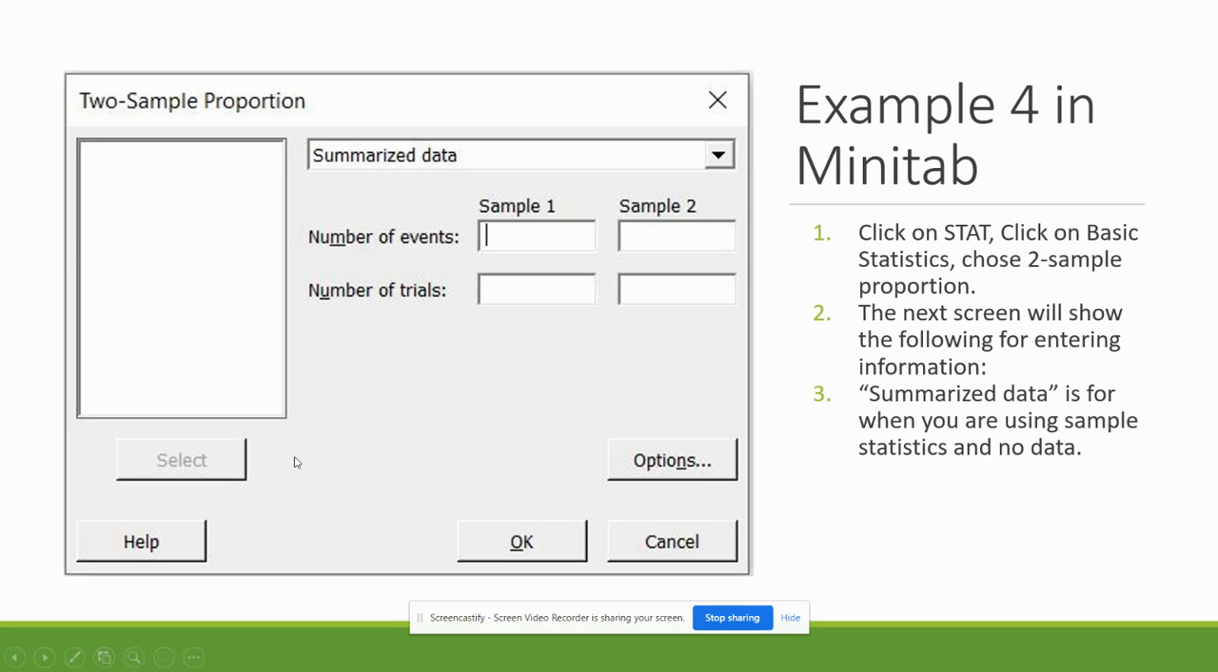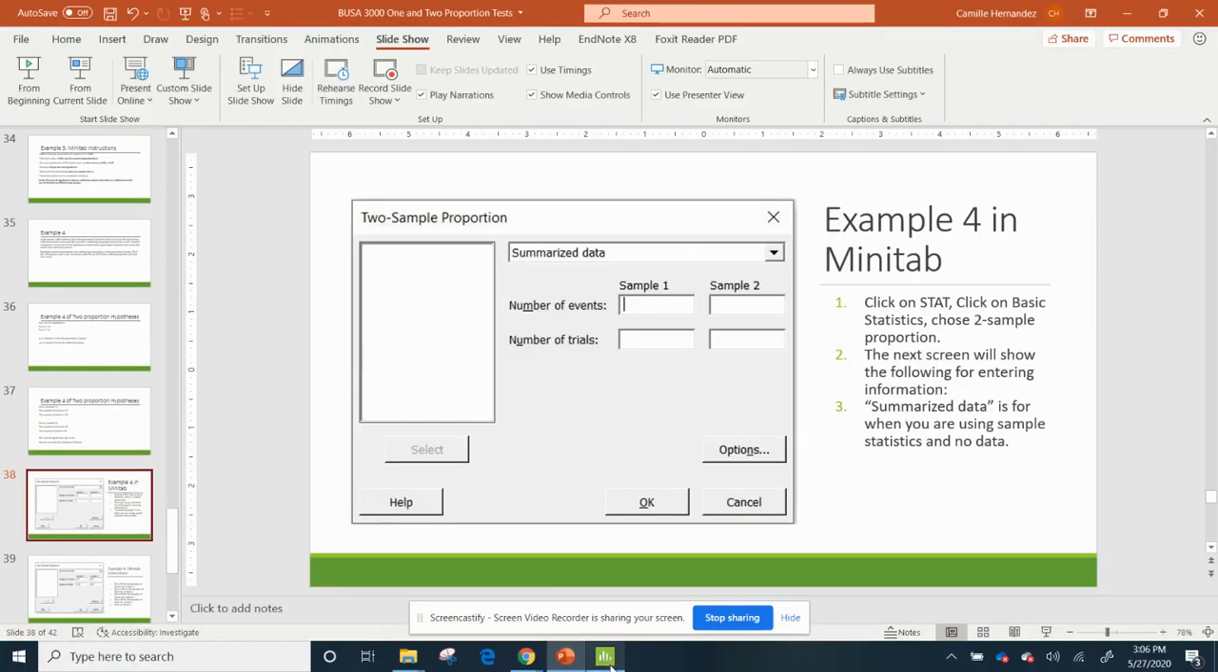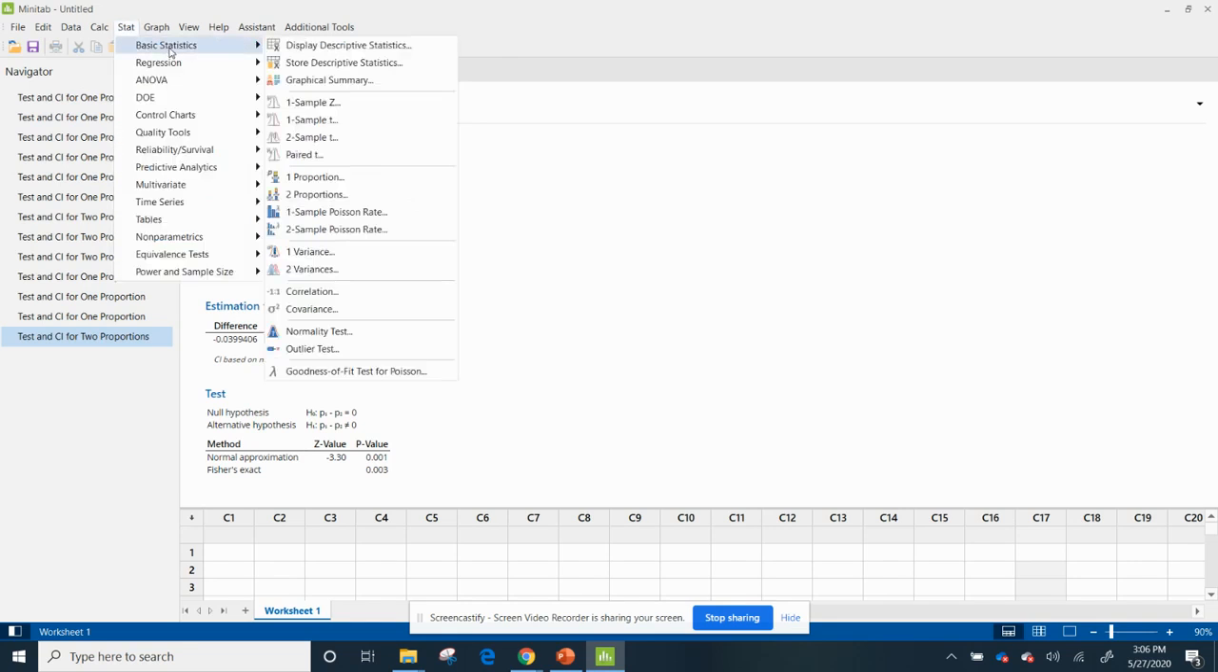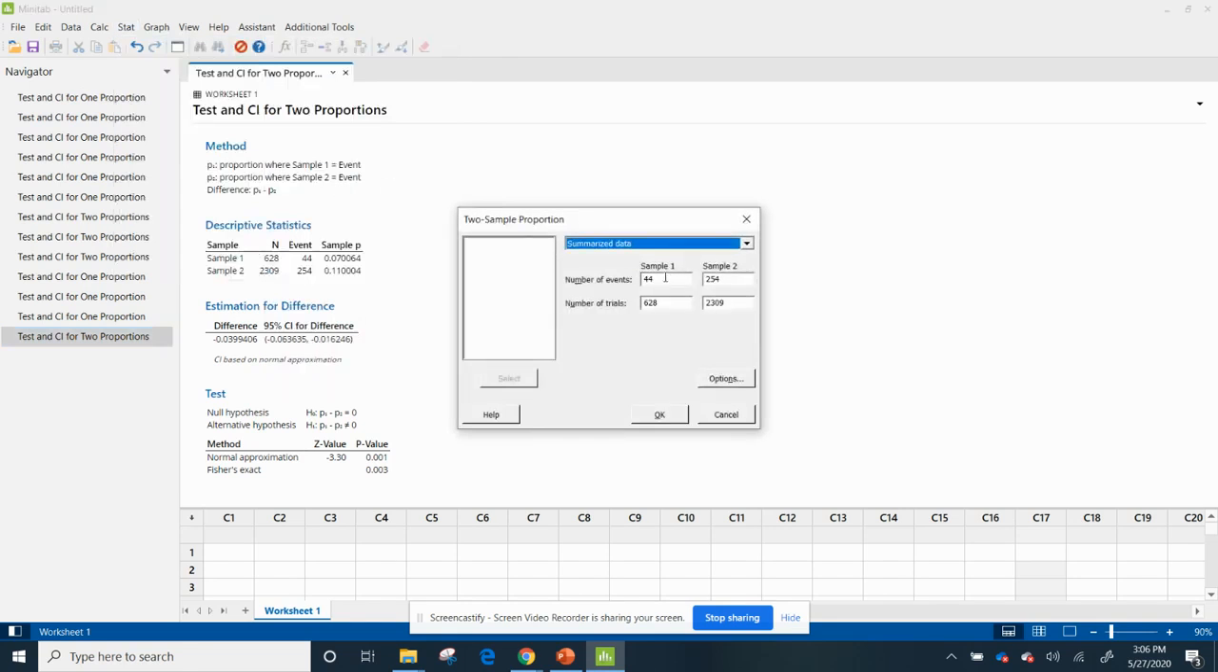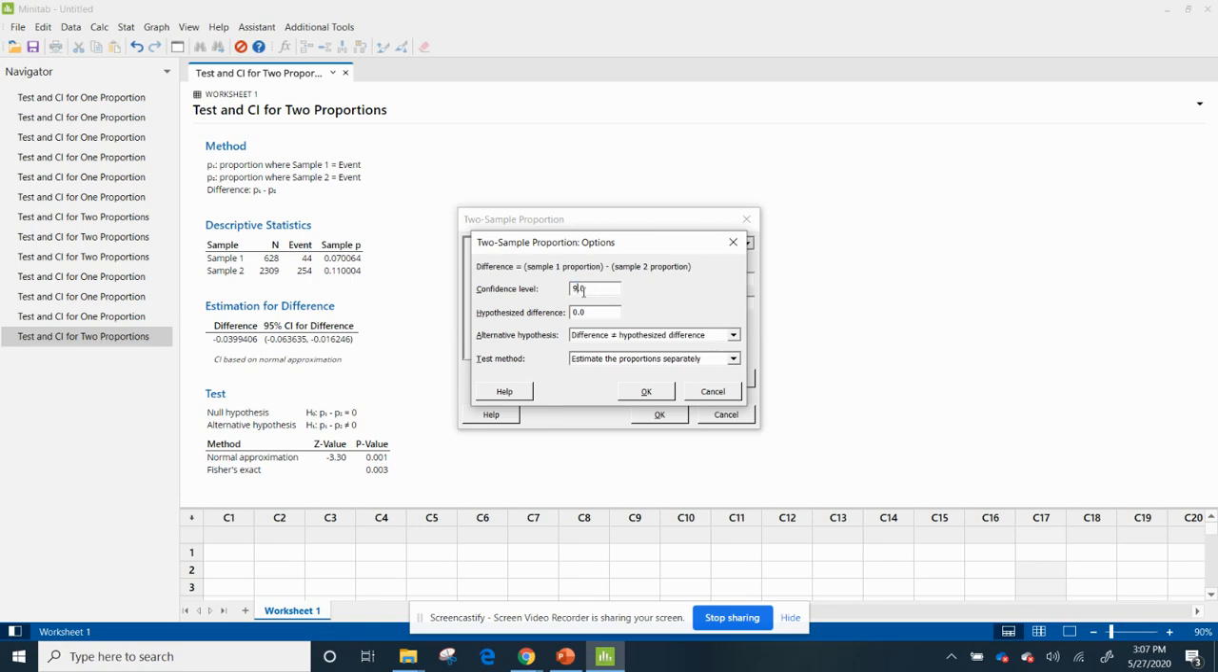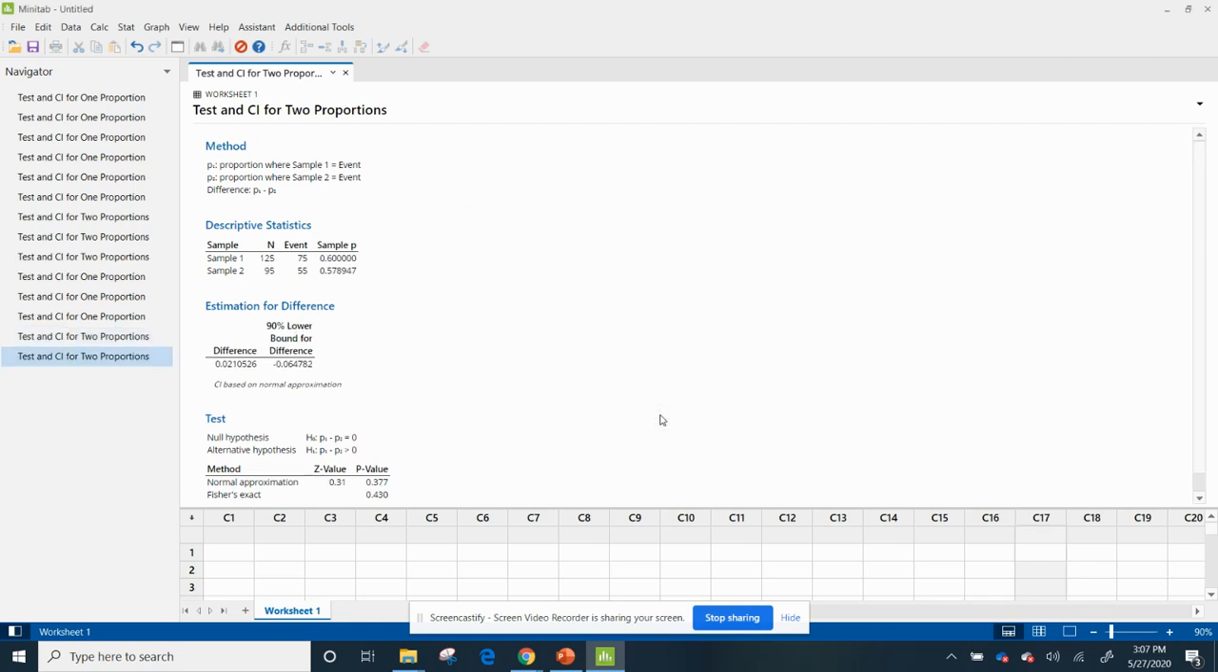All right, so let's do this together. I'm going to go to Stats, Basic Statistics to Proportion. So again, I'm going to do summarized data, and I'm going to do 75 out of 125. And I'm going to do 55 out of 95. Okay, going to go to Options. I'm going to make this 90% since it's 10% level of significance. And I'm going to make this a greater than symbol because I believe that Gen X is greater than the millennials. Hit OK. Hit OK again.